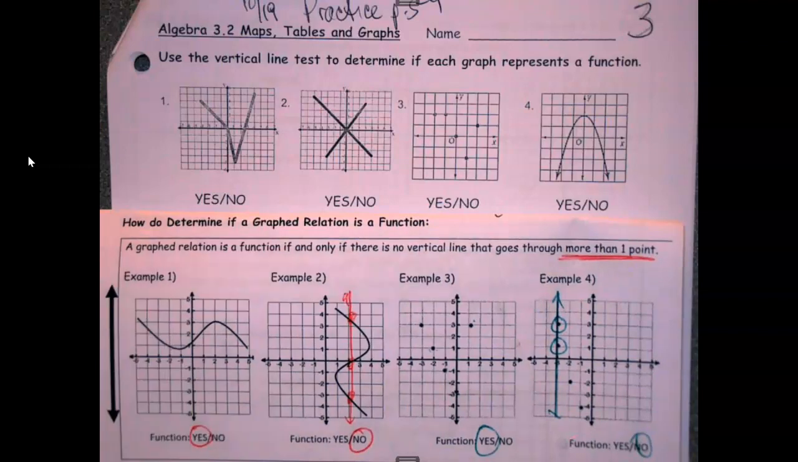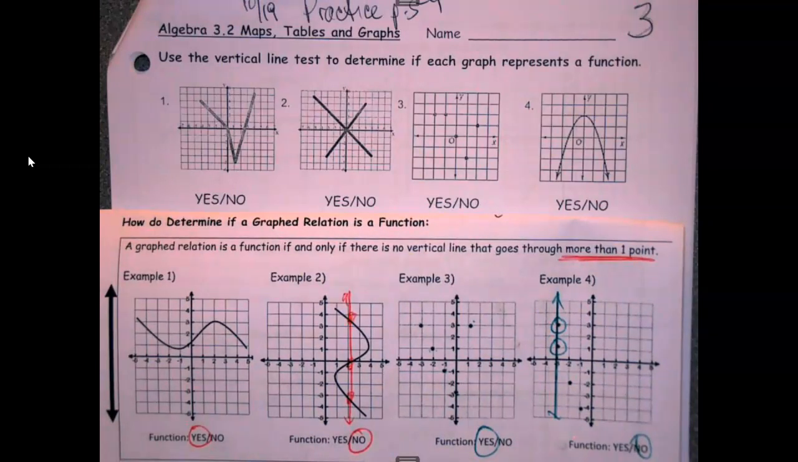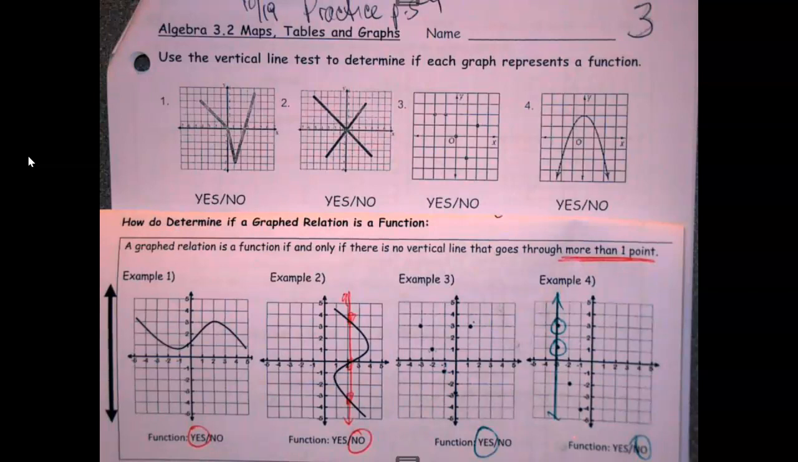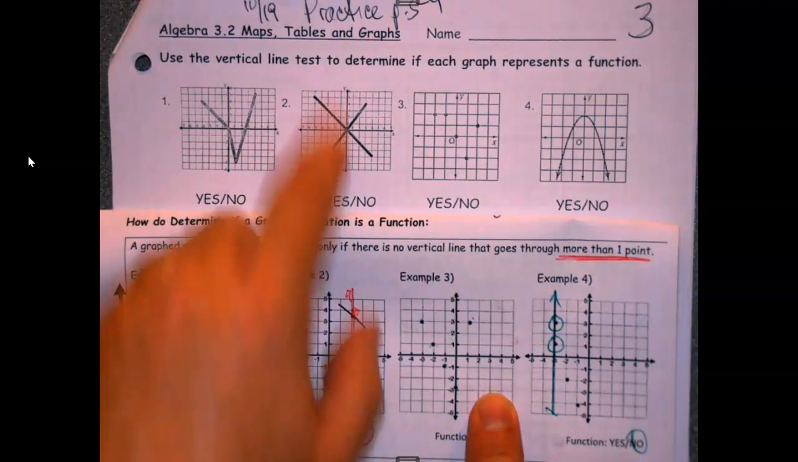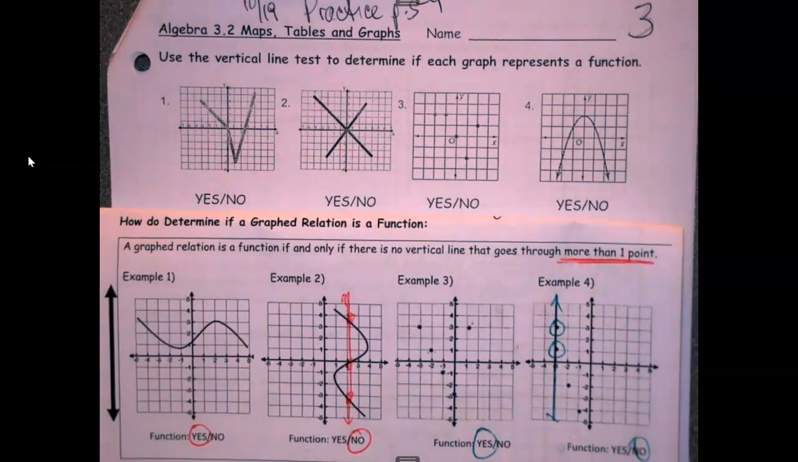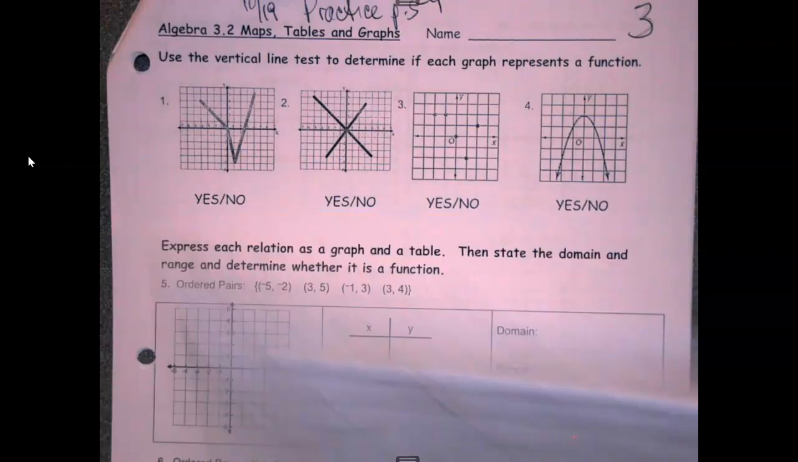So, your vertical line, again, if you want, you can get a Post-it note from me. You can use the side of a folder, whatever it is. As long as you're going through, it only goes through 1 point, it's yes. If it goes through more than 1 point, then it's going to be no. So I want to be cautious of that.